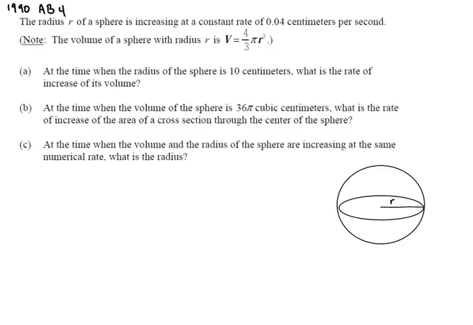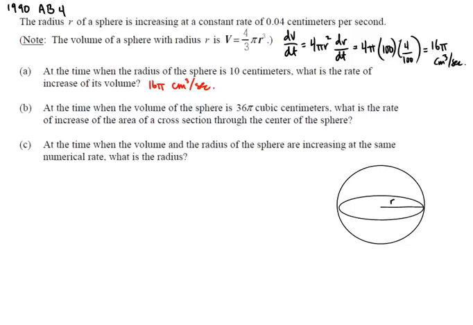So we're just going to take the volume and differentiate with respect to time. We would get dV/dt equals 4 pi r squared dr/dt. Now we're told when the radius would be 10, and we know what the rate of increase of the radius is. We can simply solve this. We have 4 pi times the radius squared, which would be 100, times 0.04, which is 4/100ths, and that would give us 16 pi, and the units would be centimeters cubed per second. And so that would be our answer for part A.